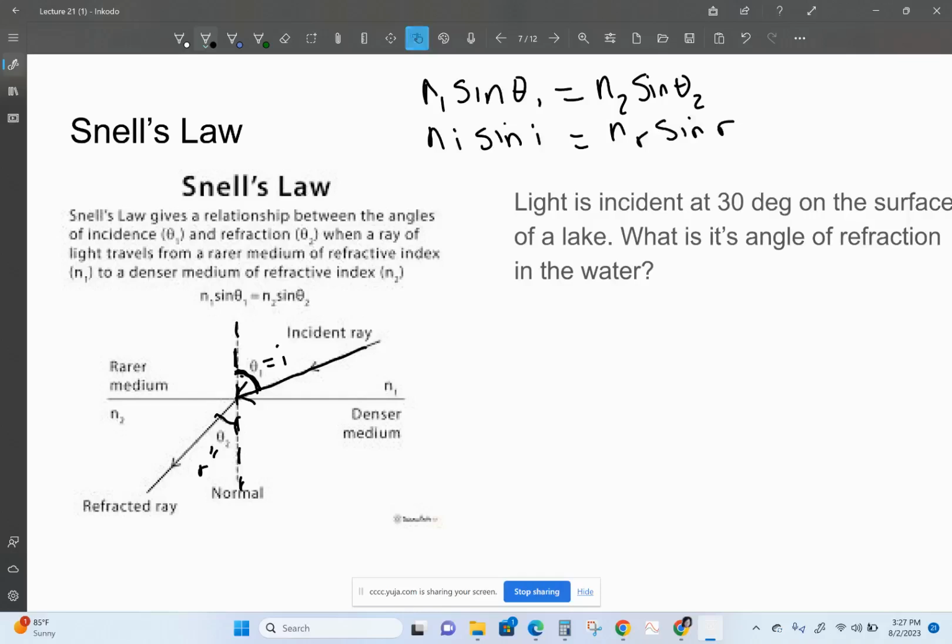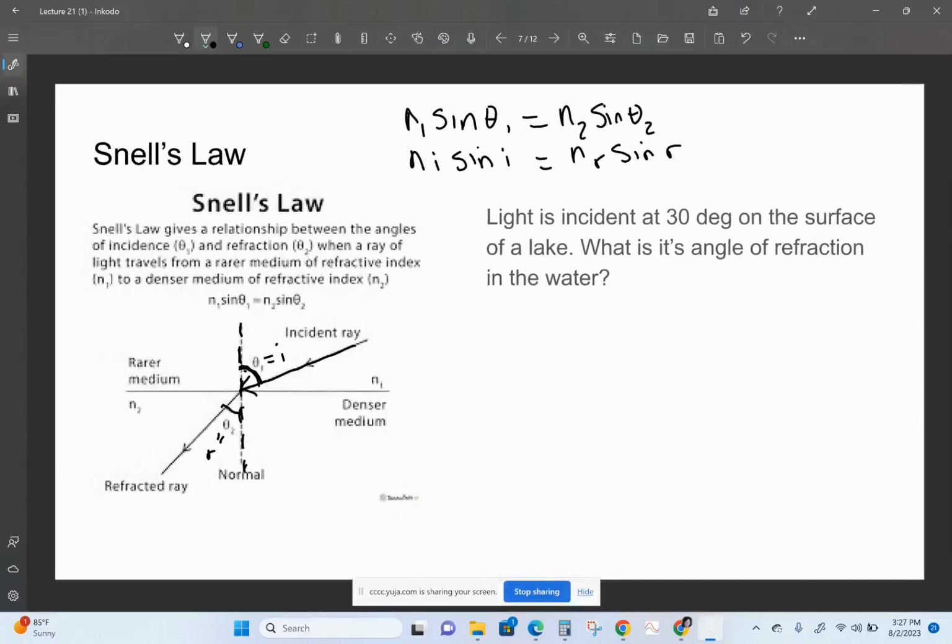So let's look at an example. Light is incident at 30 degrees on the surface of a lake. So if we're thinking about a lake, that is water, which has the N of 1.33 that you would look up, or it would be given to you. And you're going from air into that, so that has the N of 1.00. So if we draw the ray diagram, that's a ray of light that hits this at 30 degrees.